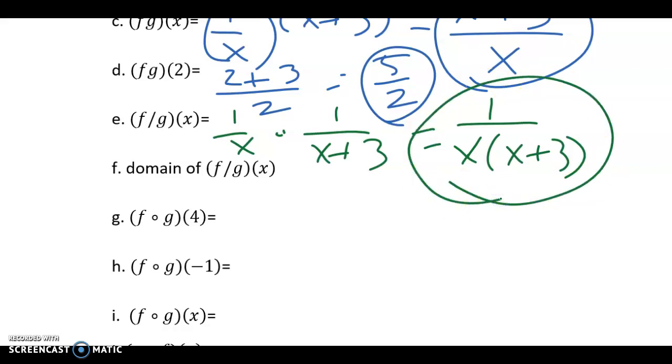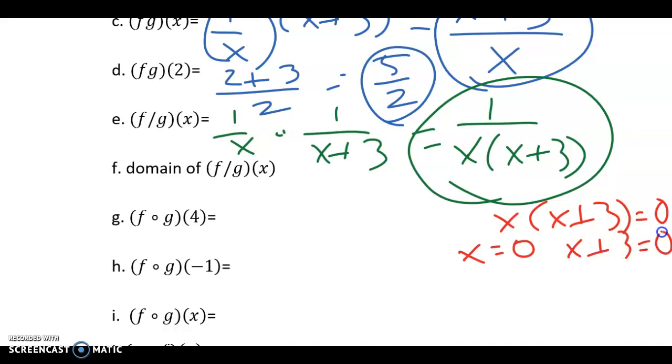And as far as the domain then, I think this way is easier to tell the two things that will make this 0. So if you're like, okay, how is she getting this? Set it equal to 0. So say x times x plus 3 equals 0, because I can't have the denominator be 0. So think back to your zero product properties. X could be 0, x plus 3 could be 0. So here's a problem area. The other problem area is -3. Those are plus signs. So there's my two problem areas. So it's everything except it can't equal 0 and -3. So I could say all reals, x cannot equal 0 and -3.